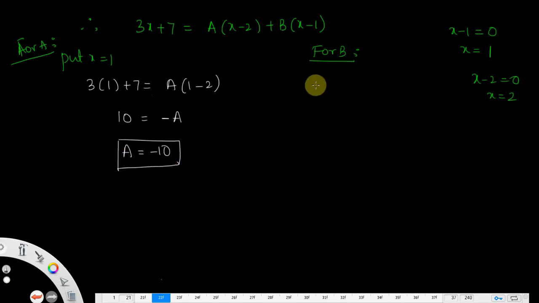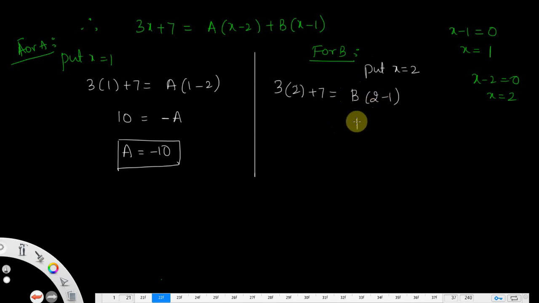And then for the value of b, make a equal to 0, then you get the value of b. Put x equal to 2 in this. So 3 into 2 plus 7 equals b into 2 minus 1. Then 2 minus 1 is 1, so b equals 6 plus 7, that implies b equals 13 only.